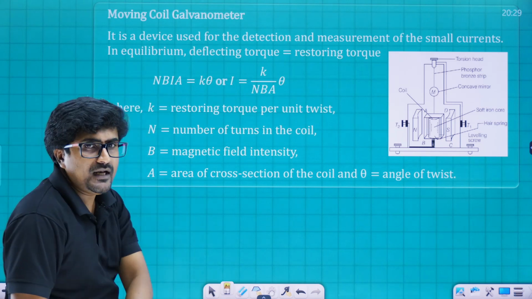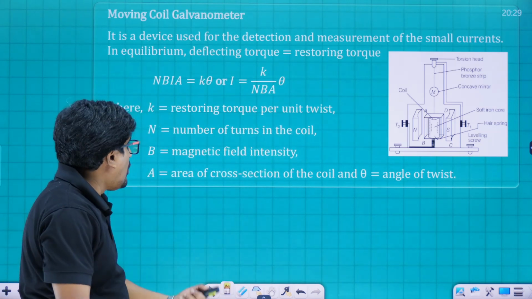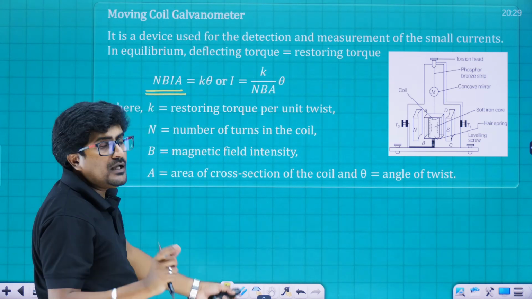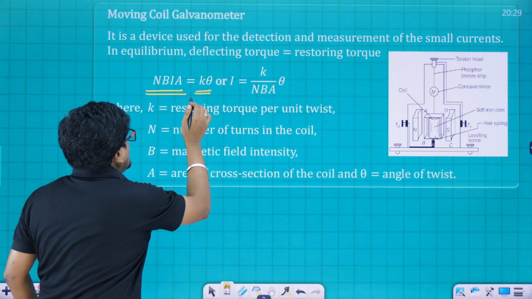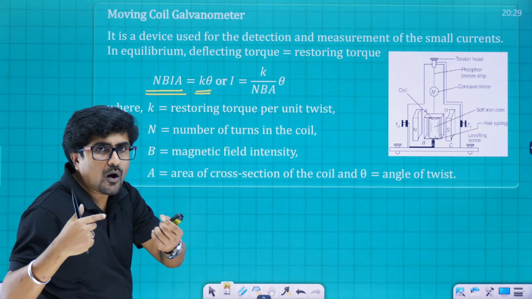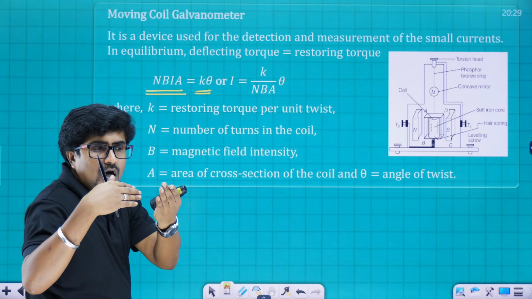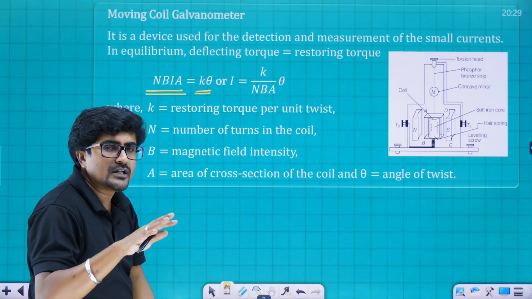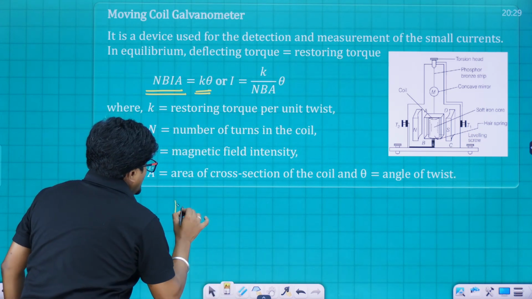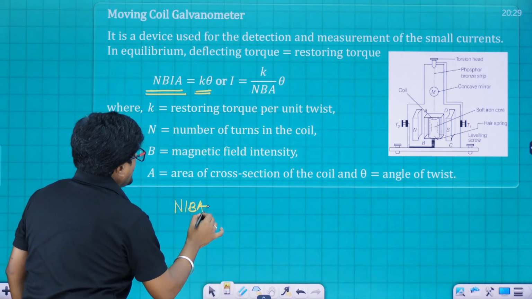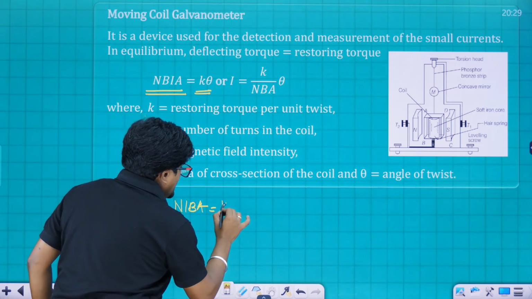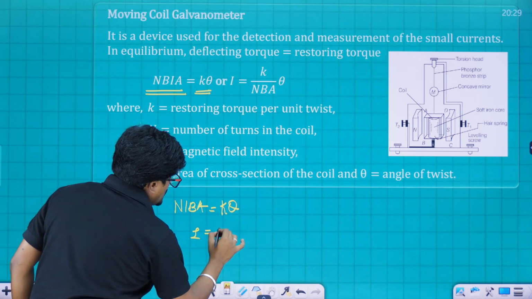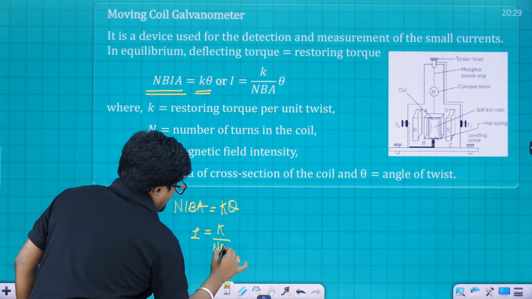Moving to the next, moving coil galvanometer. You know about the structure and working. At equilibrium condition, the torque experienced by the coil is equal to the torque offered by the spring. That is the basic principle behind how to sense the current, and later how to measure the current by converting that into a meter. So at equilibrium, NIBA is equal to K times theta. From here, current I is going to be K divided by N times B into A times theta.